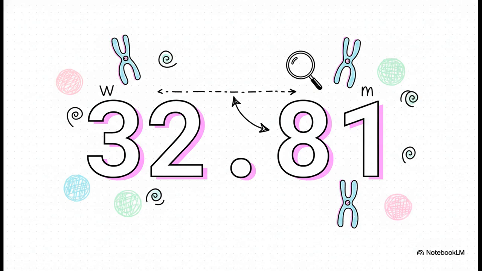In the world of gene mapping, 1% recombination frequency is called 1 map unit. So the distance between gene W and gene M is 32.81 map units. Just like that, we've got the first piece of our map.